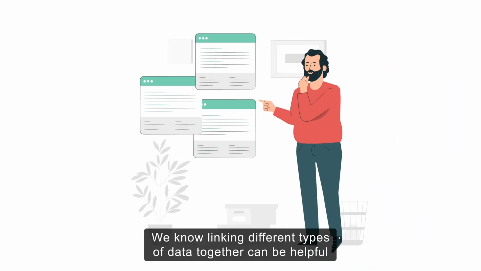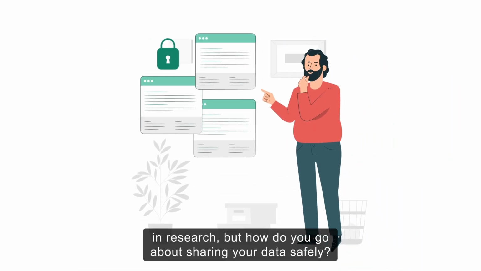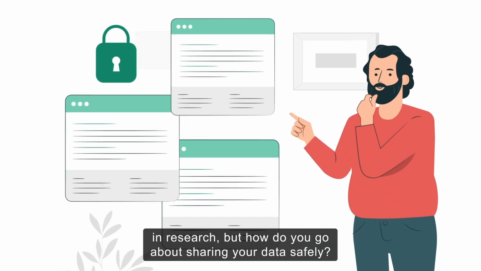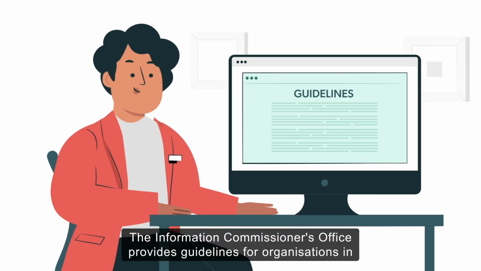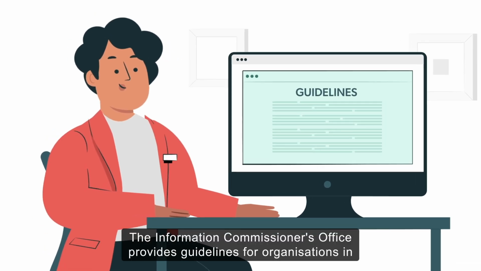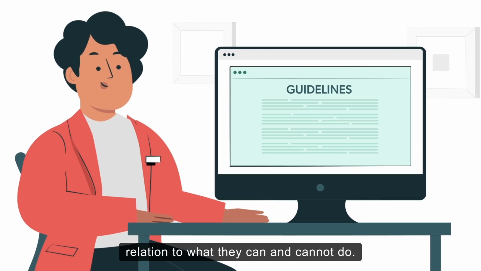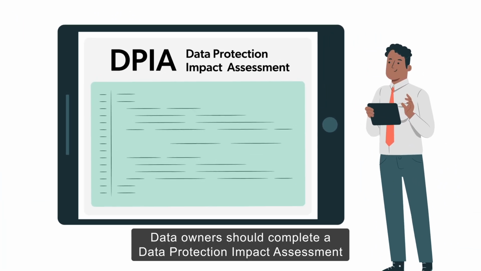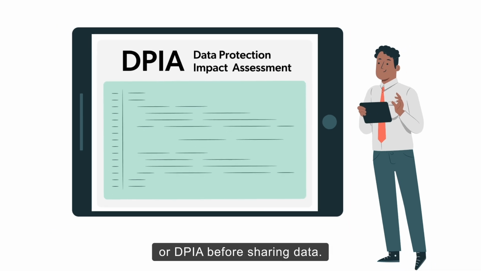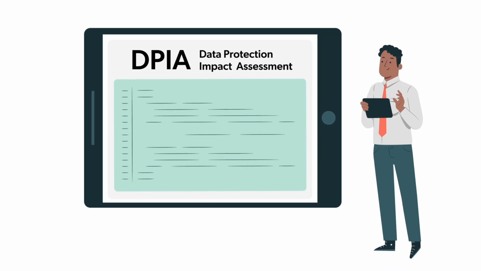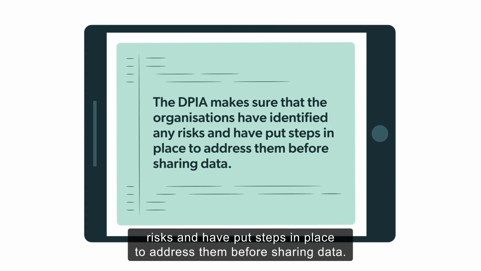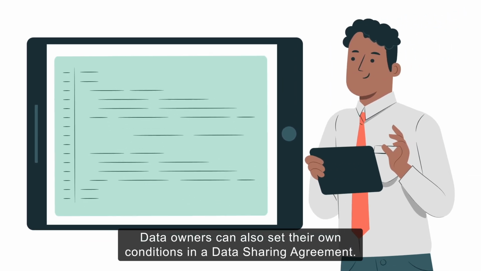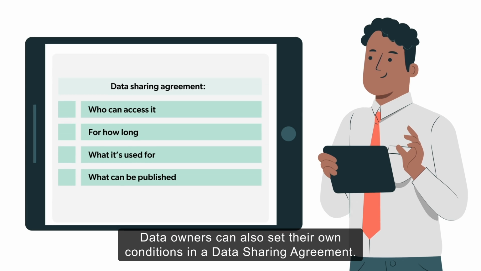We know linking different types of data together can be helpful in research, but how do you go about sharing your data safely? There are UK-wide rules for sharing data. The Information Commissioner's Office provides guidelines for organisations in relation to what they can and cannot do. Data owners should complete a Data Protection Impact Assessment, or DPIA, before sharing data. The DPIA makes sure that organisations have identified any risks and have put steps in place to address them before sharing data. Data owners can also set their own conditions in a data sharing agreement.